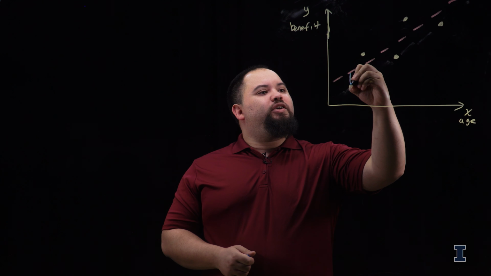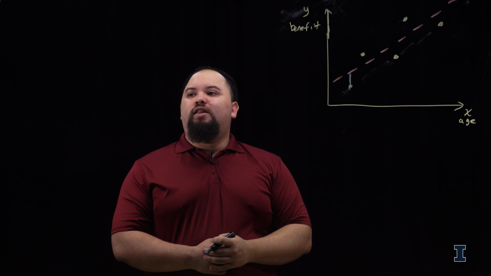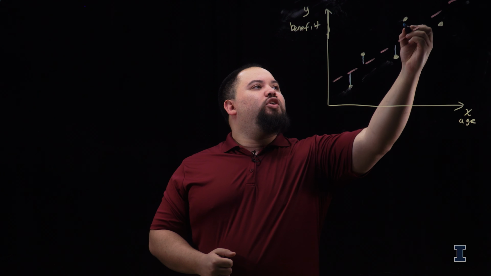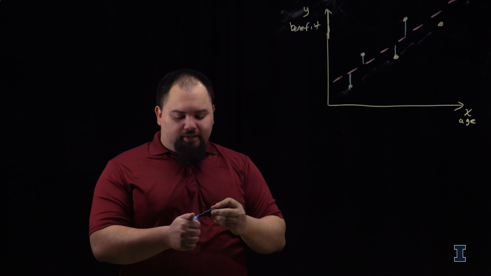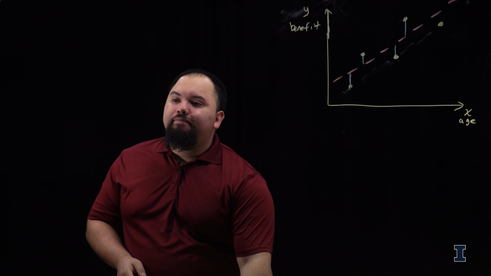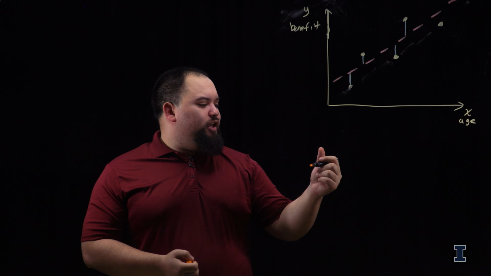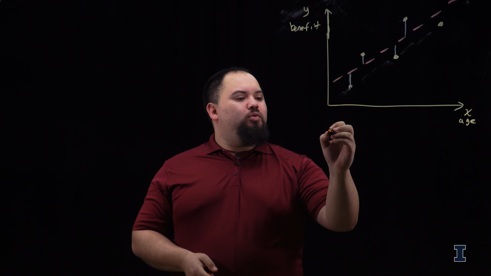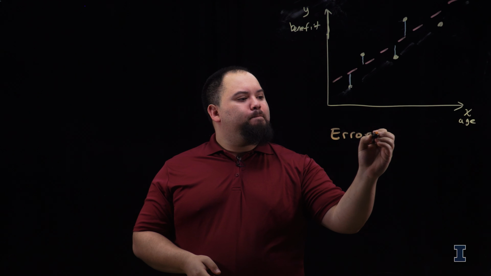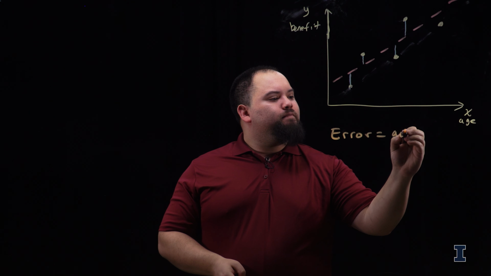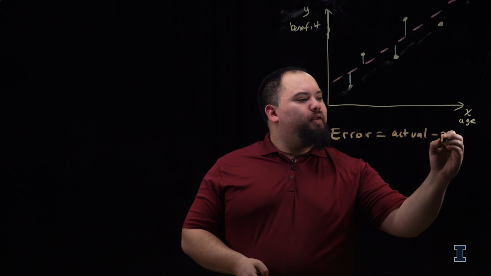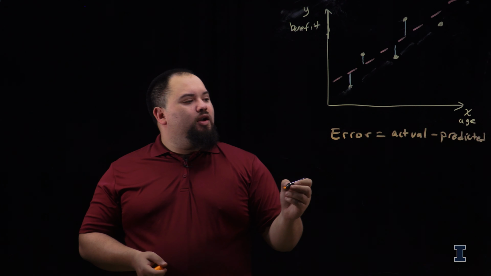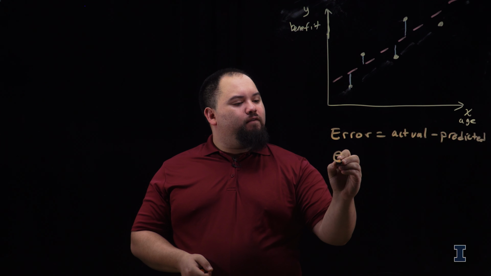We call this distance here the error in using the line to estimate our y value. I'll include it for all our points. You can see it as the difference between the actual point and the best fit line, or our predicted value. So we have error equals actual minus predicted. We will notate this with an E for the error.